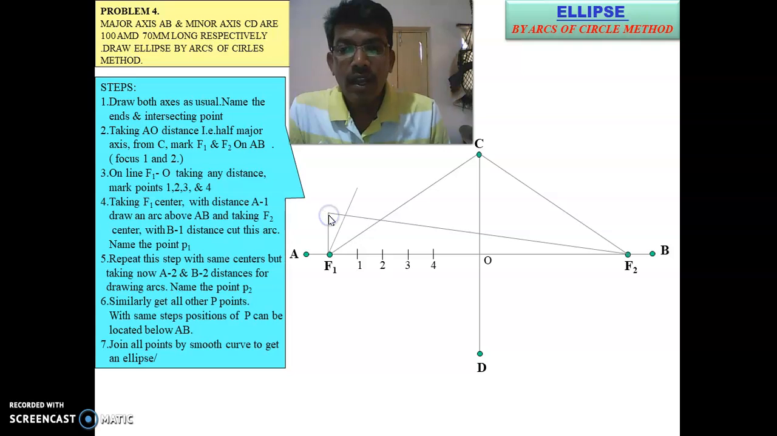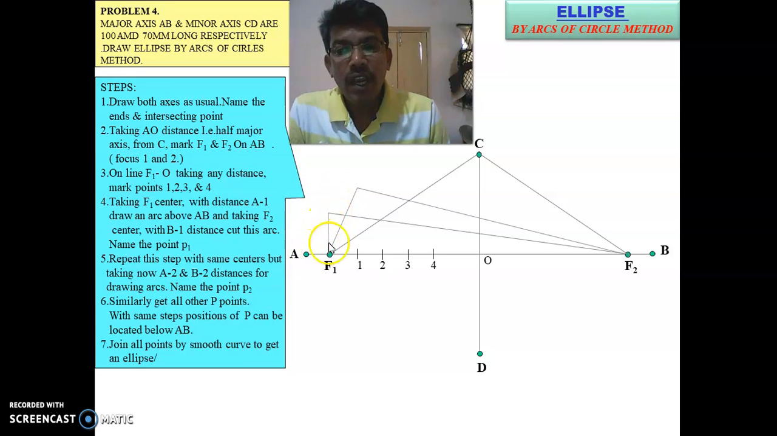Okay, name the next one A2 as a radius, A2 as a radius, once again F1 as a center, make an arc. And next B2 as a radius, B2 on the left side as a radius, F2 as a center, you make another arc.